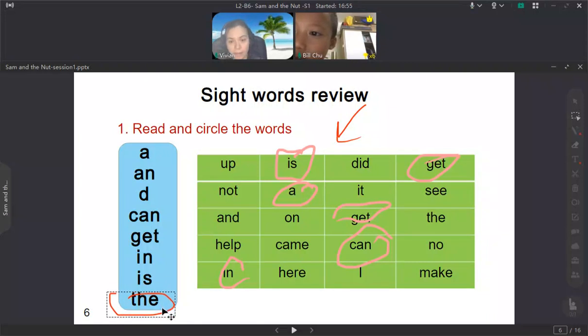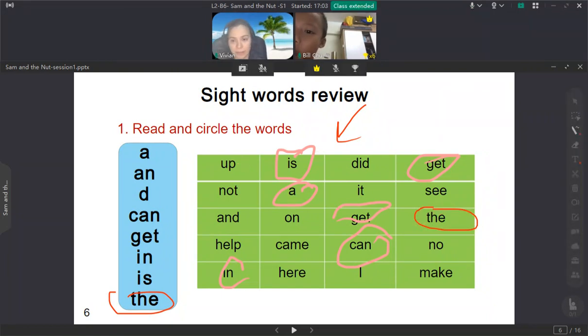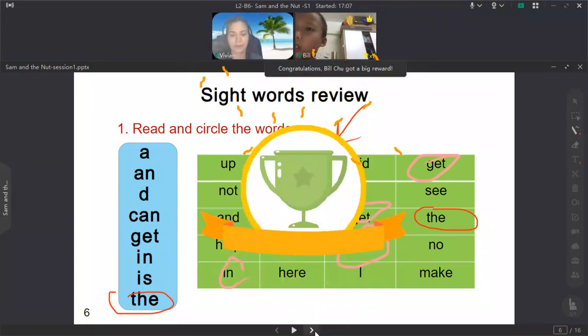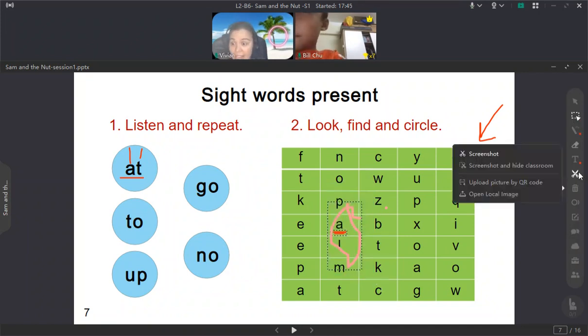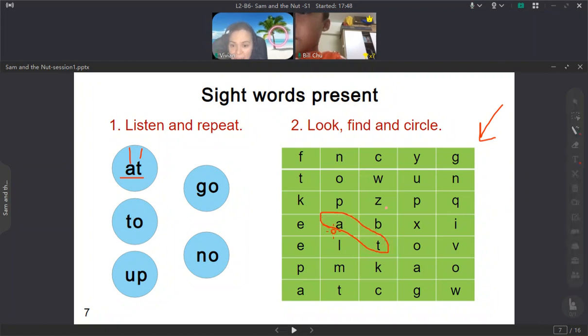Can you see the? No. No, I'll help you. It's here. The. Thank you, Bill. Let's go, Bill. Bill, say at. Can you see at here? Bill, please find A-T and circle. Circle at. Do you need help? Okay. Look at teacher. Hi, Bill. A. T. Okay?